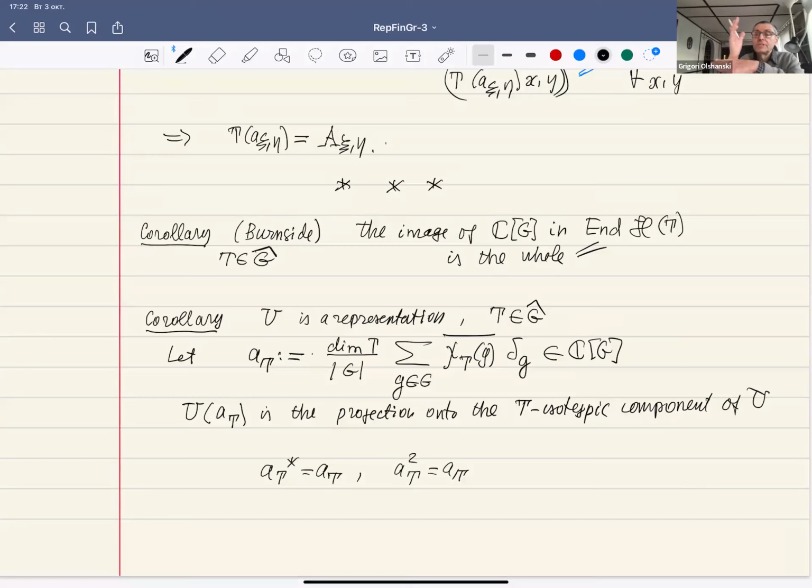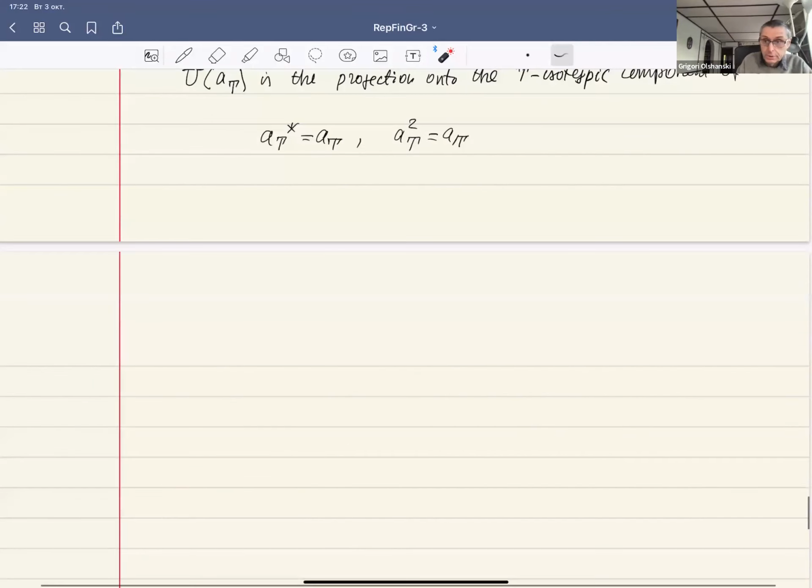And what is this subspace? It's always some isotypic component, exactly the isotypic component which corresponds to this given T. So I propose to prove this as an exercise. It's easy, but it's useful. And what next? I have some time. I want to discuss, so all this is very, very standard material.